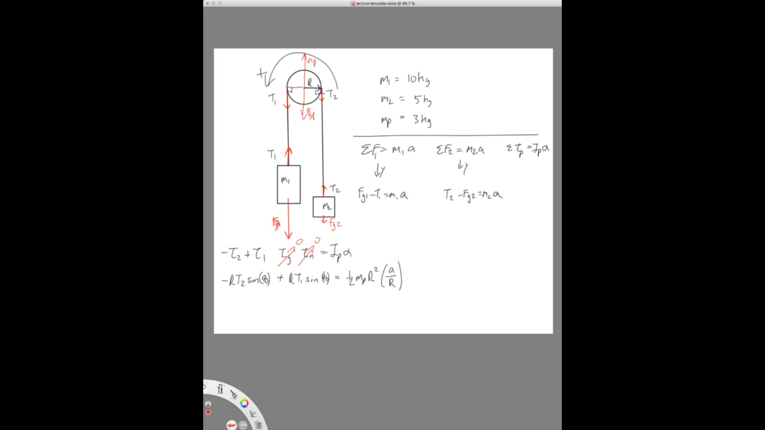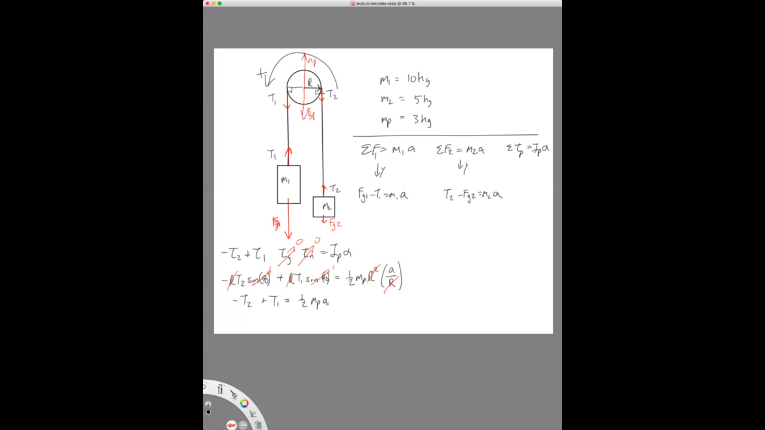So let's see what happens. This is going to be just a whirlwind of canceling. So the A over R, that R is going to cancel one of the R's in the moment of inertia. Sine of 90 is 1. And then we have 1 R left on each term. So the second R on the moment of inertia cancels against the R's that come in the torque equations. And so what we get is finally very simple. Minus T2 plus T1 equals 1/2 mass of the pulley times A.